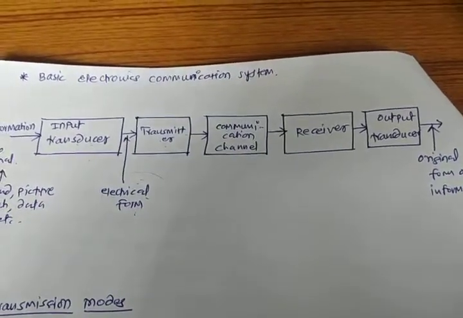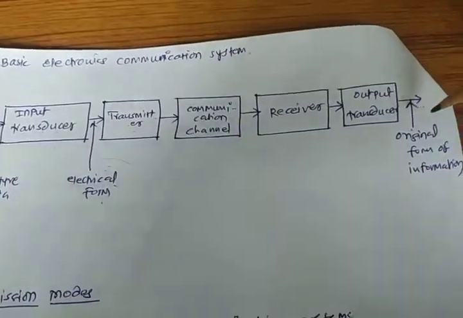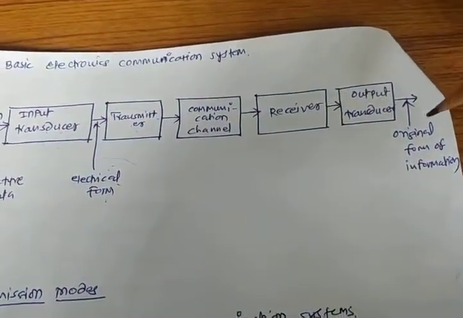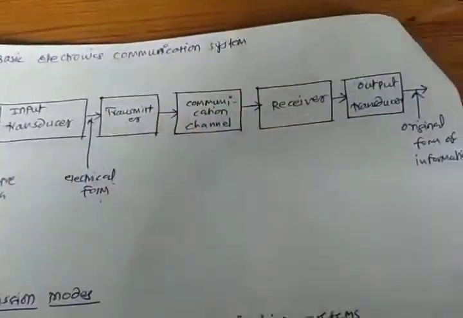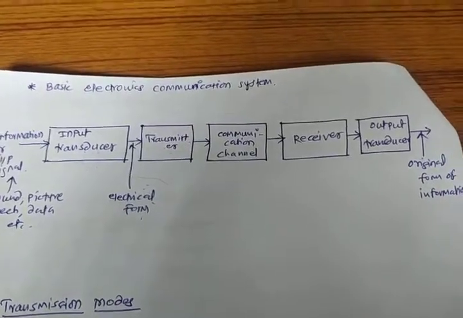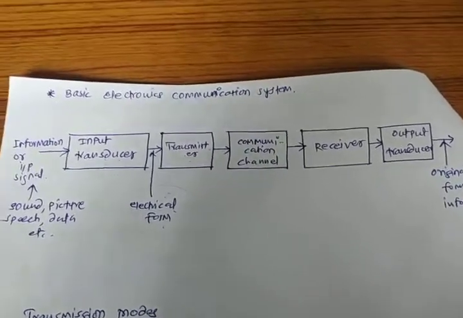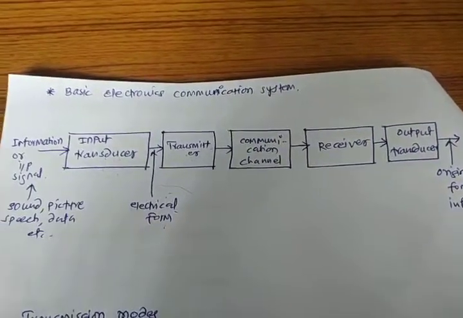If a sound signal is transferred, then we can hear that sound signal through the earphone or through the speakers. If a picture signal is transferred, then we can observe that picture signal on the television screen. In this way the basic block diagram of the electronics communication system works.